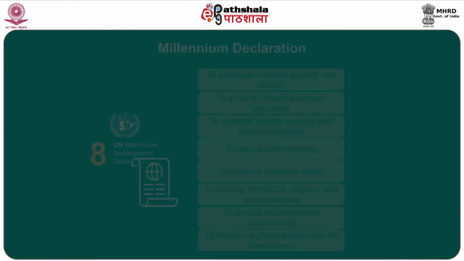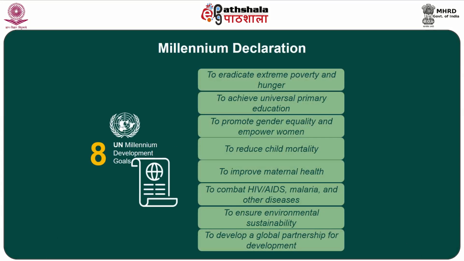Let us look at the Millennium Development Goals. There were 8 goals. These pertain to eradication of extreme poverty and hunger, achieving universal primary education, promoting gender equality and empowering the women, reduction in child mortality, improving maternal health, combating HIV, AIDS, malaria and other diseases, ensuring environmental sustainability, and developing a global partnership for development.